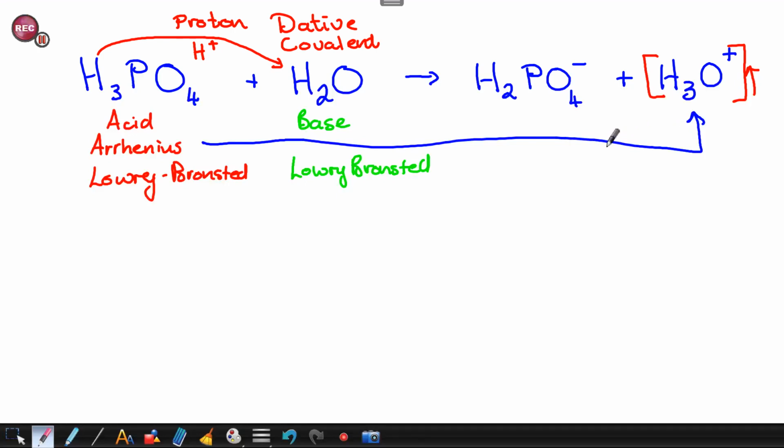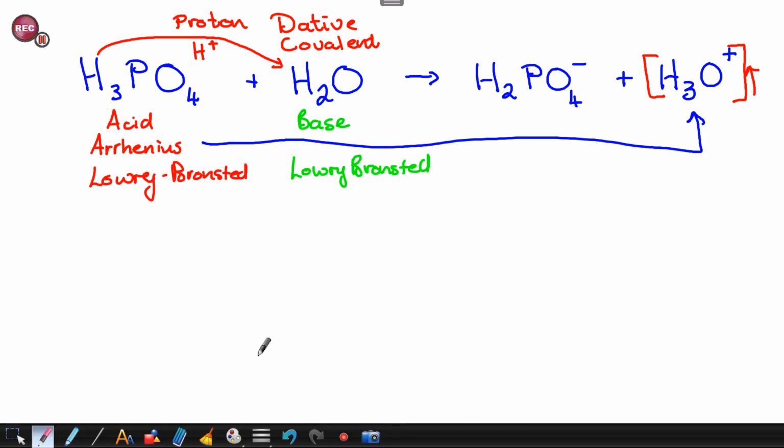Earlier this week I showed you that water naturally ionizes to form H3O+ and OH- ions. Okay? Phosphoric acid is a Lowry Bronsted acid because it gives a proton. Water is a Lowry Bronsted base because it accepts a proton.